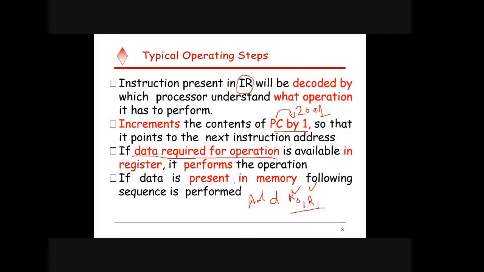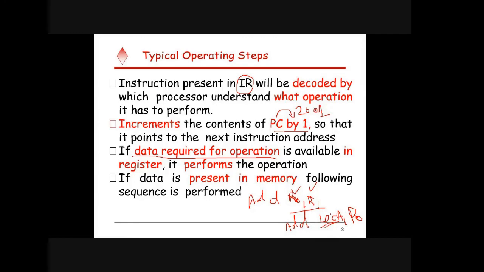If the data is present in the memory, for example, instead of R0 and R1, the instruction I showed before, like add location A, comma R0, what will happen? Location A is in the memory unit. That is not present inside the processor. R0, R1, R2, all those general purpose registers are available inside the processor. But location A is coming from the memory unit.